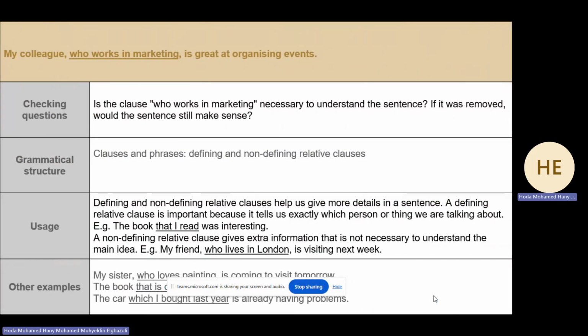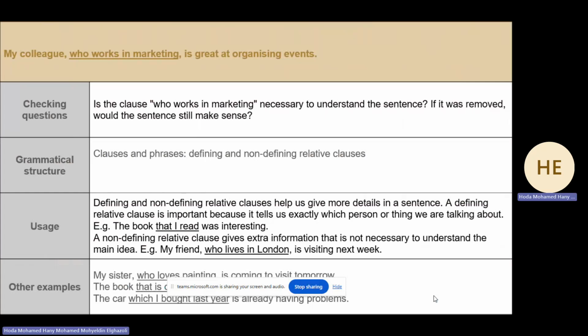Next, we have the relative clauses, the defining and non-defining relative clauses. And we use defining and non-defining relative clauses to help give us more details in a sentence. A defining relative clause is important because it tells us exactly which person or thing we are talking about. For example, the book that I read was interesting. A non-defining relative clause gives extra information, which means it's not really necessary in the main idea. It's not really necessary in the sentence. That's why you may find it between two commas.